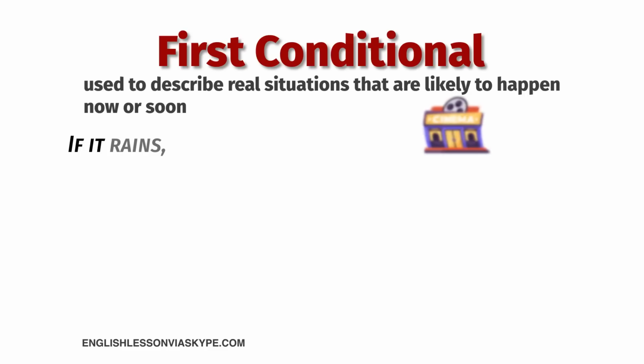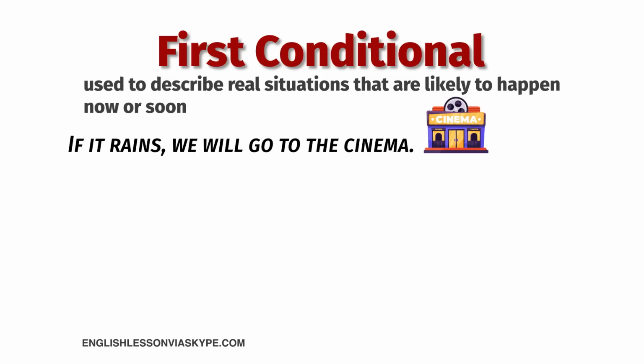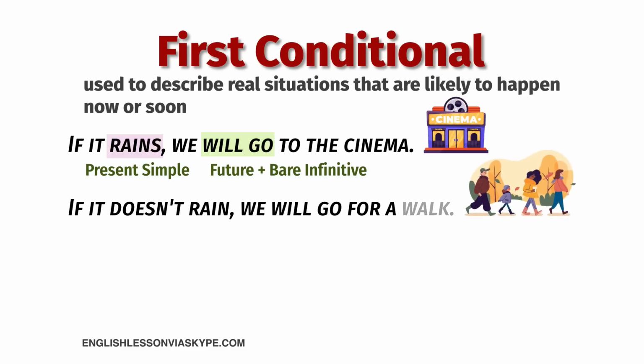Okay, so if it rains, we will go to the cinema. If it rains, if plus present simple, then we will go to the cinema. So we've got that bare infinitive. We will go to the cinema. Okay, so if it rains, we'll go to the cinema. If it doesn't rain, we'll go for a walk. If it doesn't rain, we will go for a walk. Exactly the same. But it's the if clause separate from the will clause.